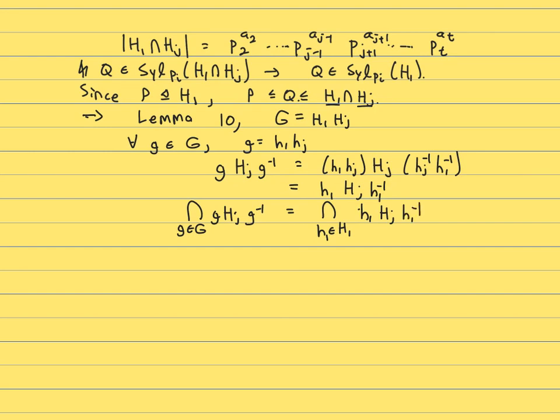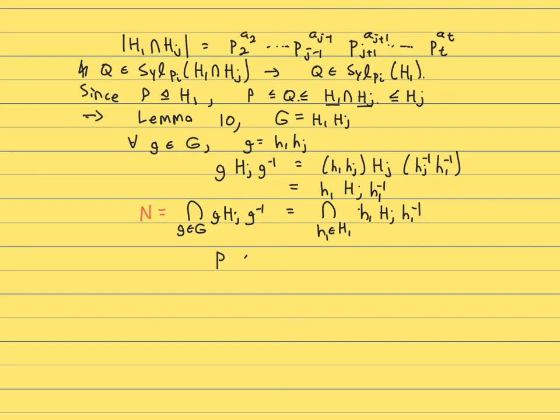We'll see why we care about that in the moment. It's worth pointing out this is going to be our normal subgroup. It's clear that it's normal because it's an intersection of a bunch of conjugates, so it's closed under conjugation. So the only thing we actually need to show is that it's non-trivial. And that's the part where this is coming in. Because what we should have mentioned earlier is that actually P is a subgroup in Hj, even though we started with it being a normal subgroup in H1.